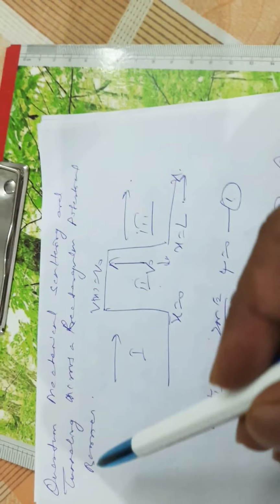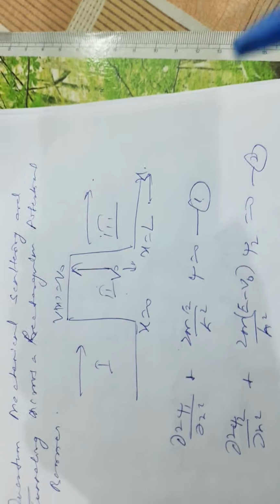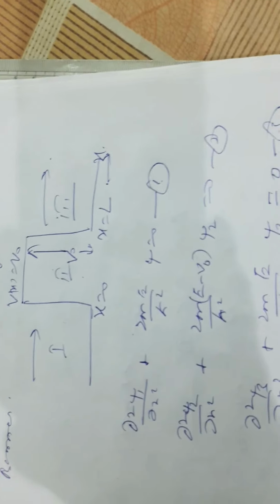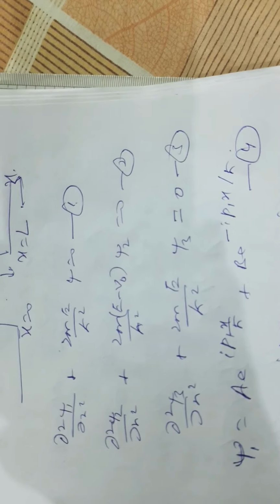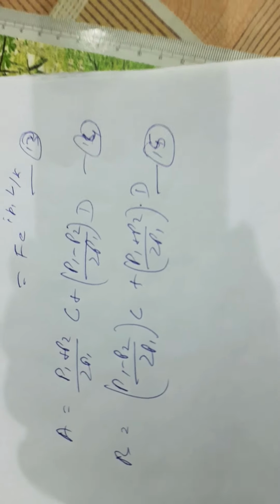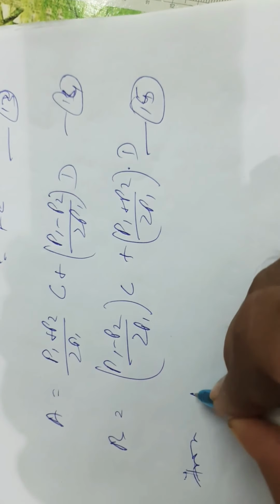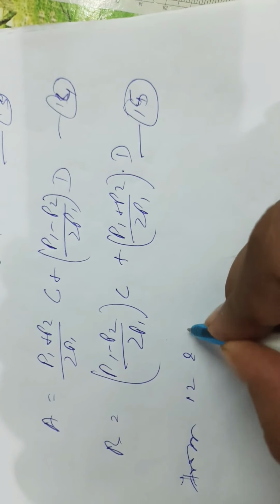In the last lecture, we discussed quantum mechanical scattering and tunneling across a rectangular potential barrier. We moved up to equation number 15 in the last lecture. We found the values of A and B, and we'll continue from there. Now, from equations 12 and 13, you can refer to my last lecture.